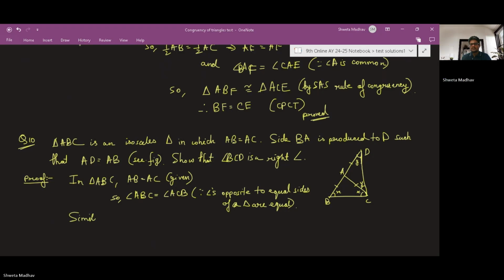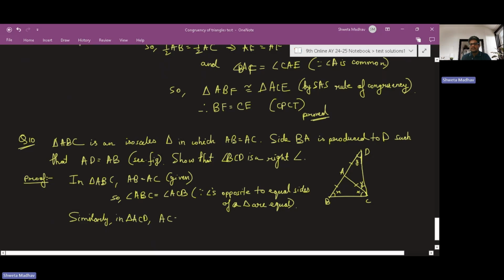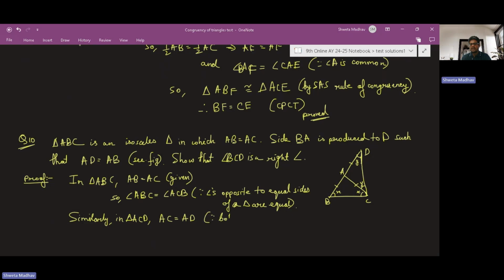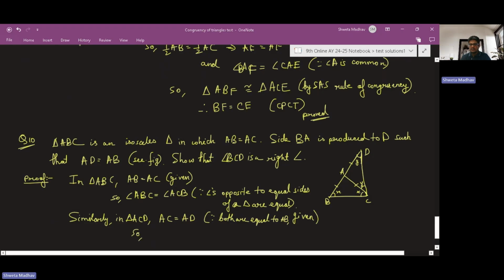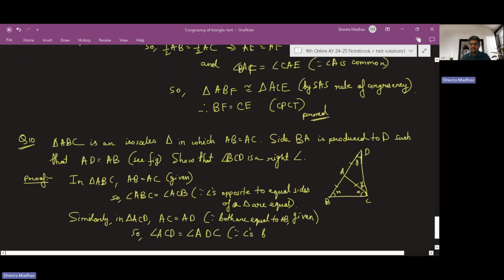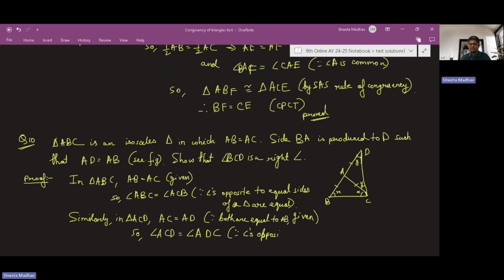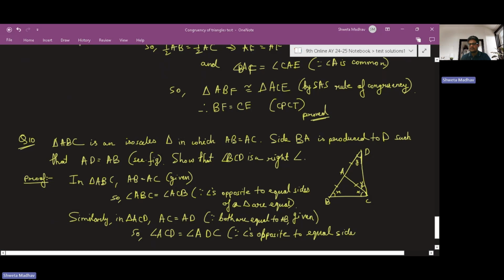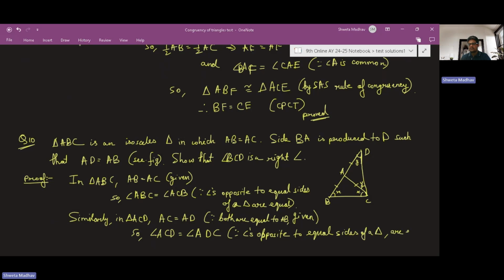Similarly, in triangle ACD, AC is equal to AD since both are equal to AB, which is given. So I can say angle ACD is equal to angle ADC, since here also the reason is the same: angles opposite to the equal sides of a triangle are also equal.